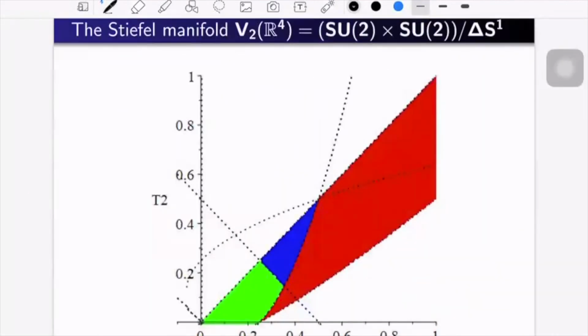So here's a picture. This up here is supposed to say SO4, not SO2. It's also equal to SO2 plus SO2 divided by a diagonal circle. But that's not important here. So here's a picture of T1 and T2, and the variable T0 I set equal to 1 as my scaling. And in this picture here, I assume the simple case where T3 and T4 are equal to 0.